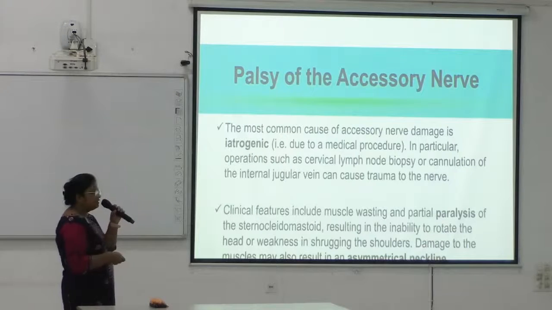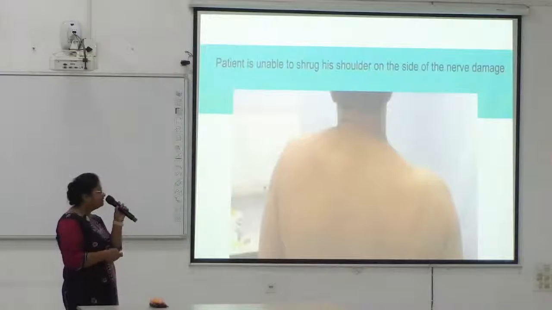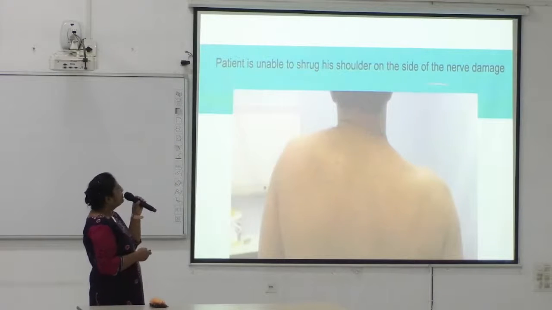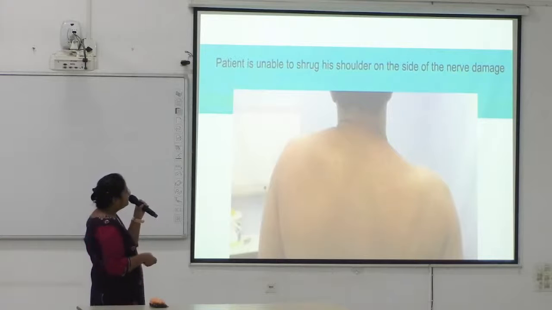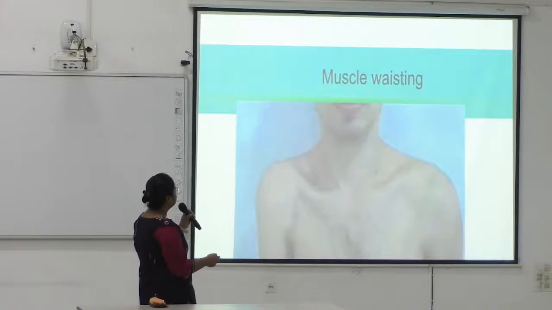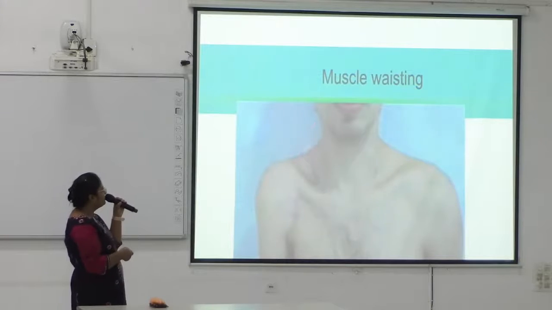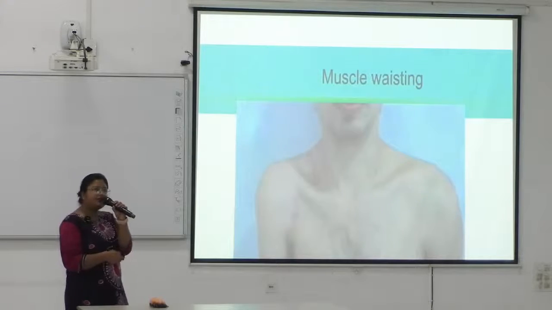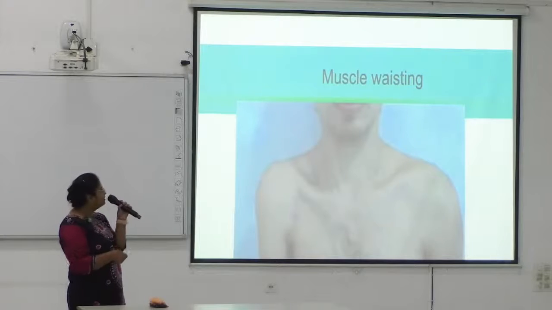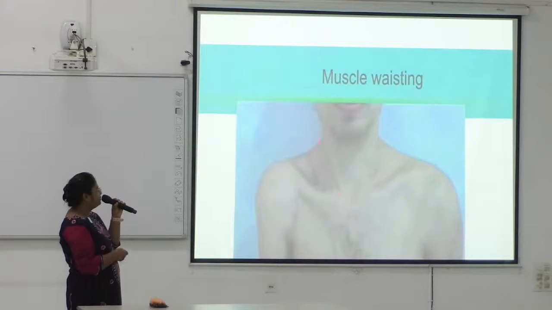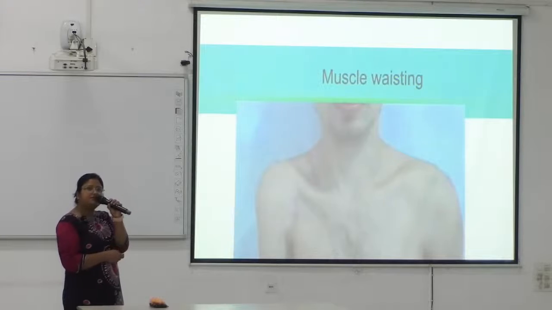So, the final exercise is to identify the side of nerve damage. Here, the muscle has been reduced. This side is thinner than the healthy side, and here the trapezius has also lost its volume. Okay.